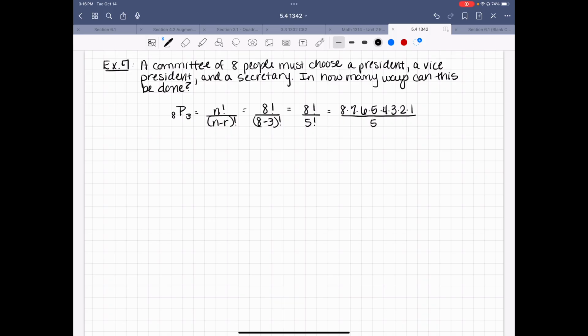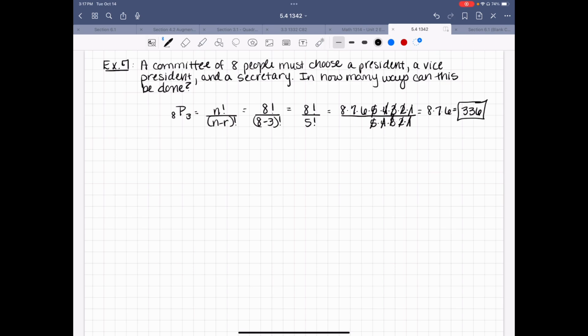And that is all over 5 times 4 times 3 times 2 times 1, because I know we went through that fairly fast last night. 5 divided by 5 is 1, so they simplify to 1. 4 over 4 is 1. 3 over 3 is 1. 2 over 2 is 1. And 1 over 1 is 1. So I'm left with 8 times 7 times 6, which does give me 336 ways.